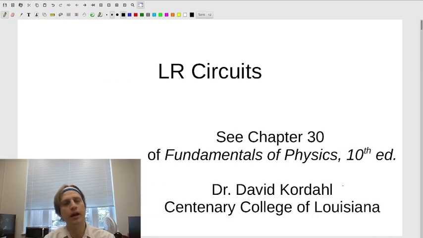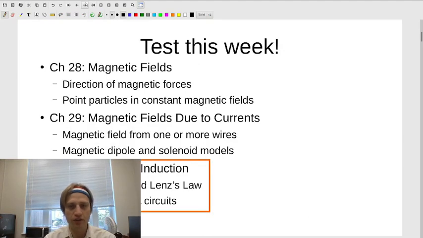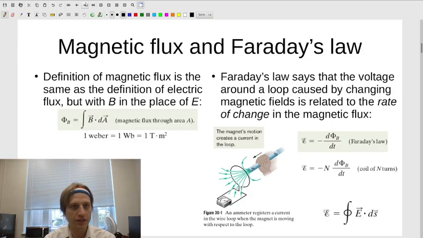Alright, hello physics fundamentalists. Today we are doing LR circuits, the last new content of Unit 3 on magnetic fields and magnetic forces. As you know, there is a test later this week. Last week we talked a lot about magnetic flux and Faraday's law, and the idea was that a changing flux through a loop caused a voltage that would cause a current.